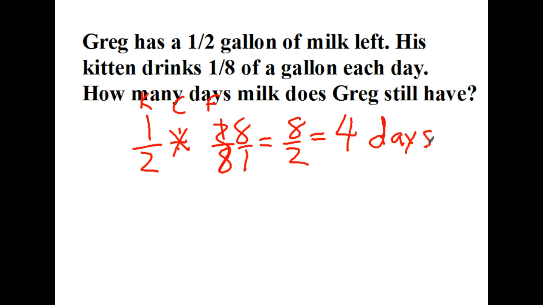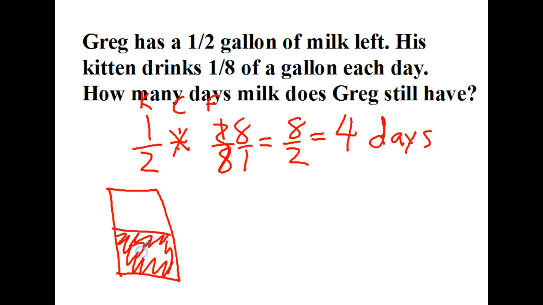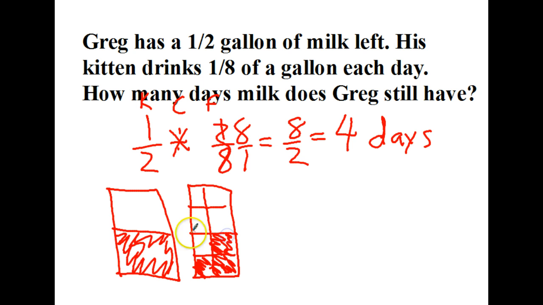If you didn't like it that way, you could kind of think of it this way. Greg's got a half gallon of milk. He's going to give his cat 1/8 of a gallon every day. So here's day number 1. Here's day number 2, day number 3, and day number 4. And those two happen to be equal, so it's still going to take 4 days.